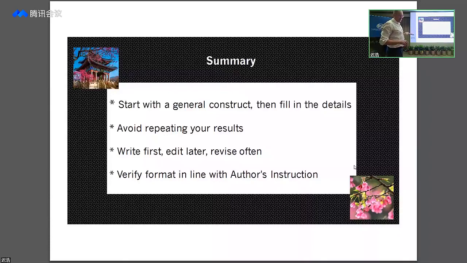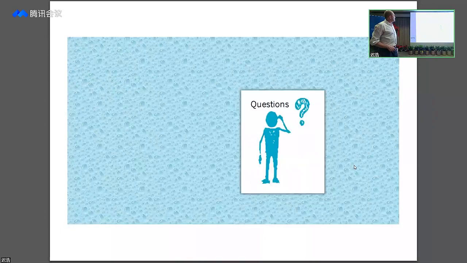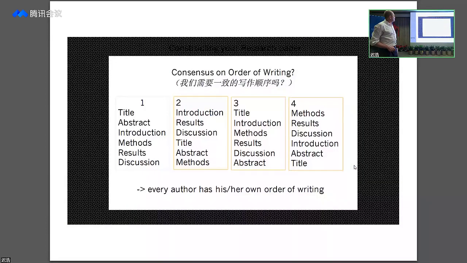Please make sure that you have a very good idea of how the journal actually wants you to write your paper. Go to the author's instructions. This is a PDF instruction manual that you will find on the website of the journal to which you want to submit your paper. So this is something you need to do. Okay, so that's pretty much all.